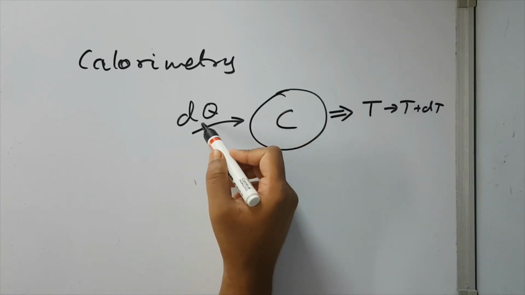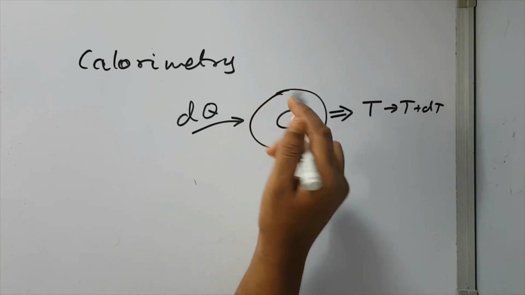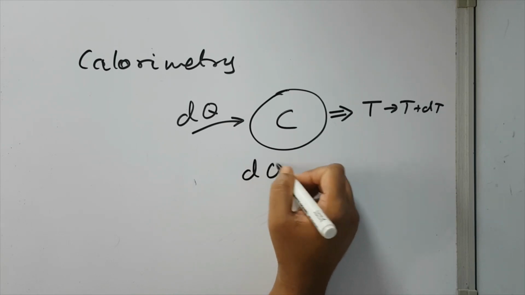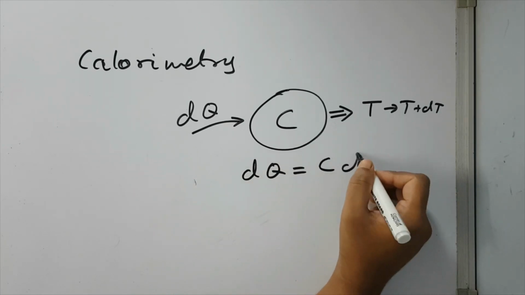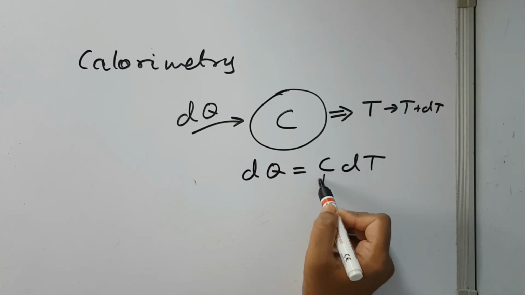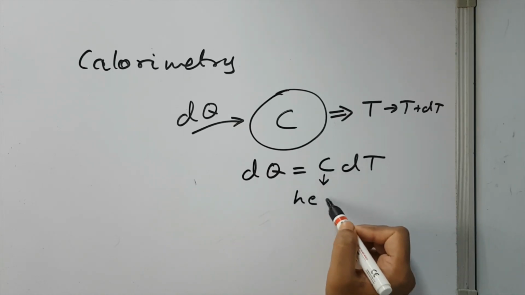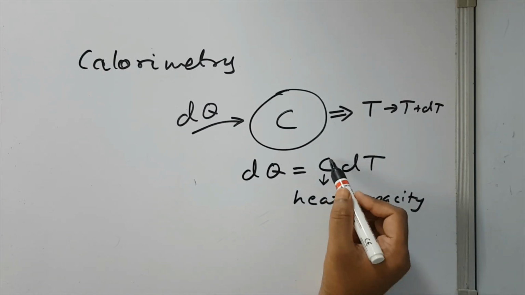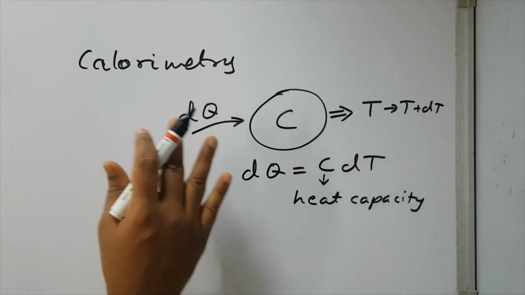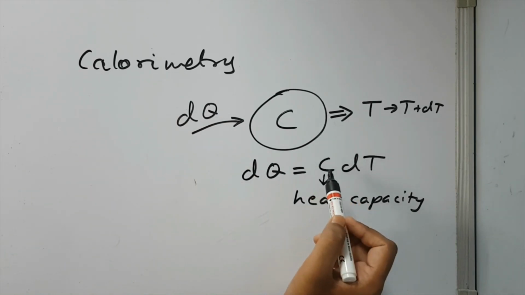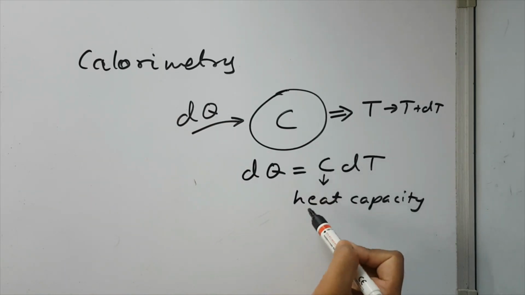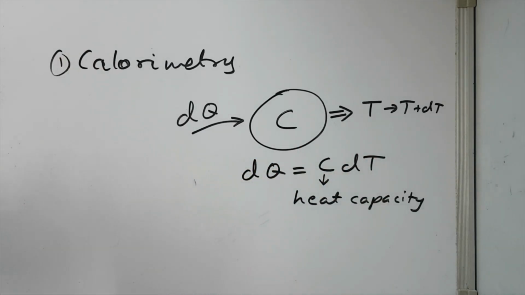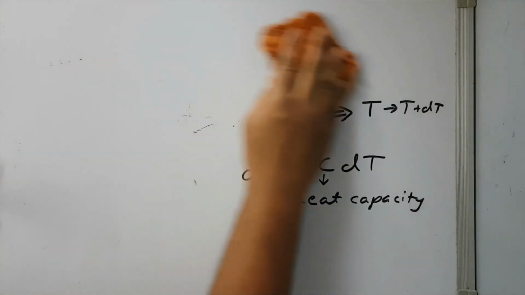Okay. Now, if you supply heat to this body, then its temperature increases, and you know the formula dq will be equal to C times dT. This is heat capacity. This is not specific heat. Generally C is used for molar specific heat, but in this problem C is given as the heat capacity, so I'll be using C as the heat capacity. Okay, so this is the first concept that is used. Now the second concept is heat transfer.